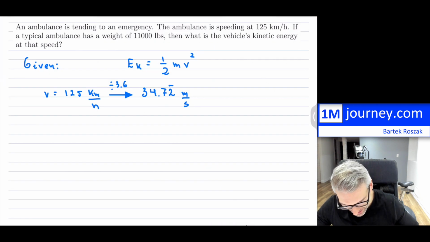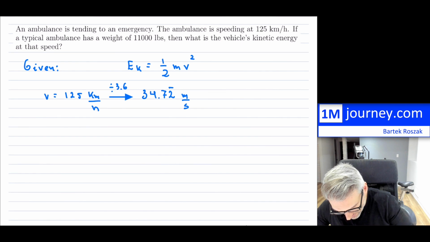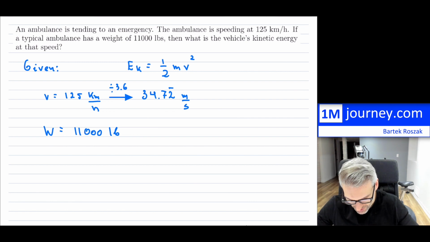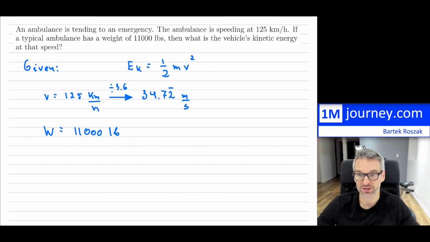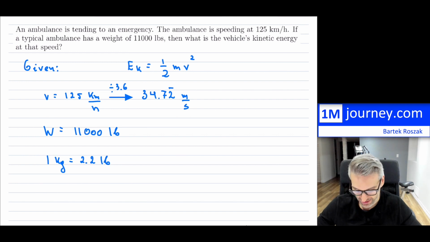Now, the second item is they do give us the weight. Now, it's not very convenient, and this will depend on which of the actual conversions you remember. So if this is 11,000 pounds, we can certainly change this back to mass. Now, I do remember that the conversion is that 1 kilogram is equal to approximately 2.2 pounds, in terms of that conversion.